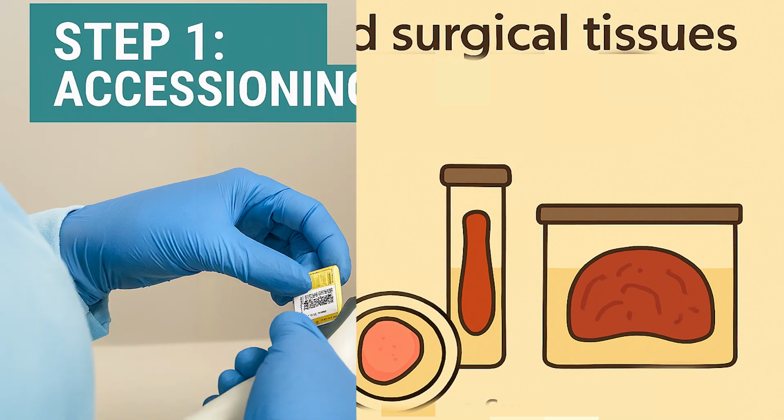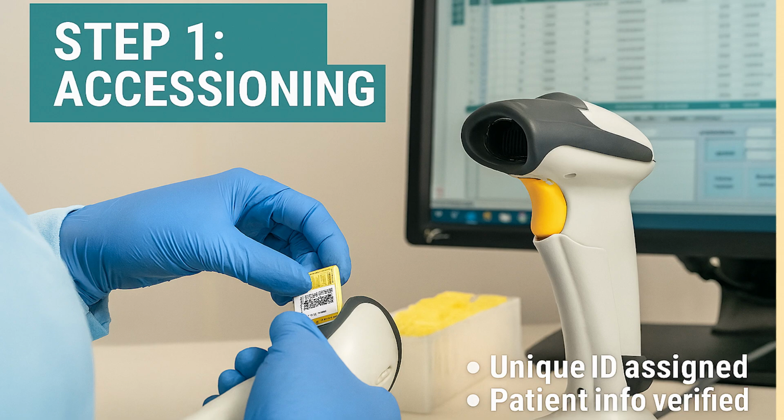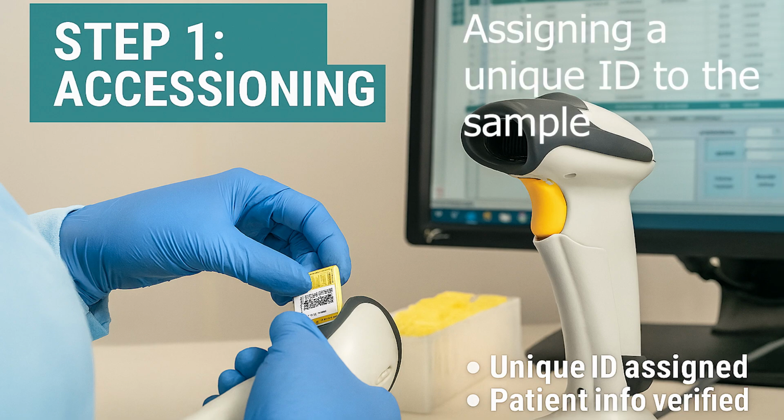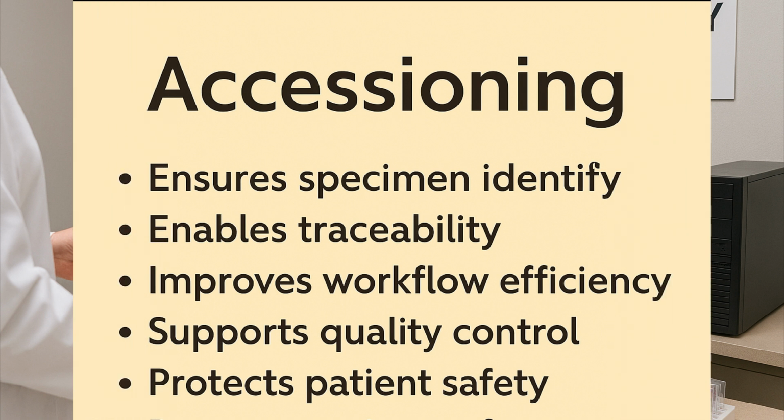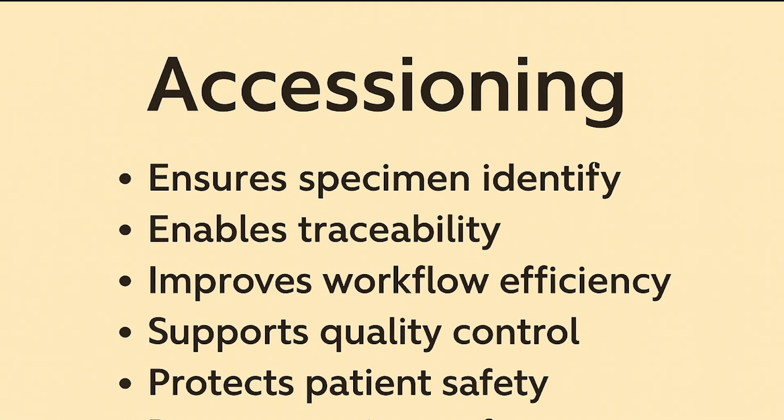Once it arrives in the lab, the first step is accessioning. That means assigning a unique identification number to the sample, logging it into the lab information system, and verifying patient details. This identification will follow the tissue through every step, ensuring traceability and accuracy.